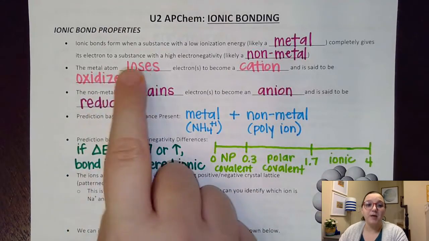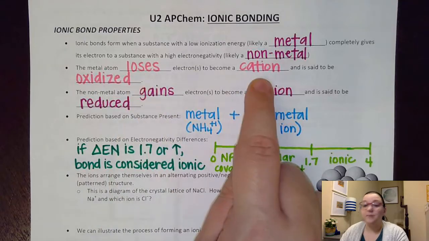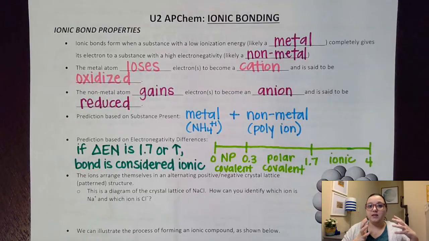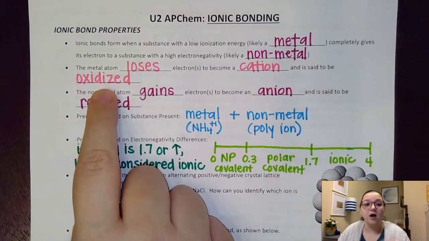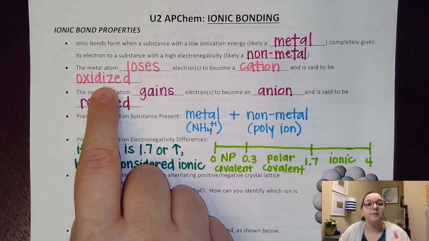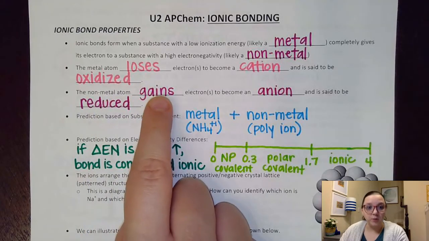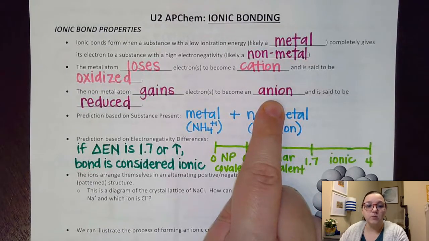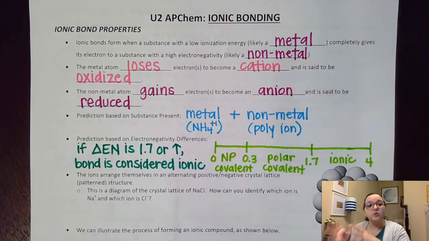So what happens is the metal atom will lose that electron and become a cation. And when it undergoes that process of going from neutral to all of a sudden having a positive charge, we call that process an oxidation, or we say that the atom has become oxidized to a cation. On the flip side, of course, the nonmetal, in pulling on those electrons, would gain the electrons to become an anion, to have a negative charge. And we would say that the process was a reduction, that the atom got reduced when it became that negative anion.